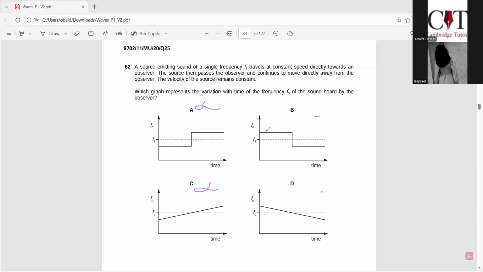See, in part B, since the object was coming towards the observer, the frequency was greater. But after some time it passes the observer, so the frequency started to decrease. That's what this question means. Now tell me, what do you think? It will be B or D? In D, it is also happening the same.